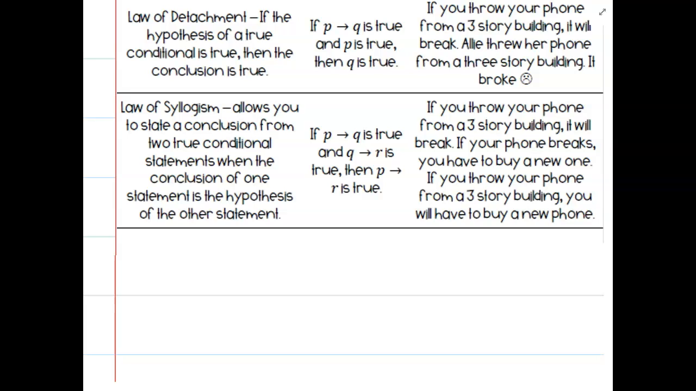The part that's not necessary here, what we can connect here is we can say, well, if you throw your phone from a 3-story building, then you will have to buy a new phone. You don't need the part that it will break, okay? Because we can connect those two together, okay? Does that make sense? Okay.